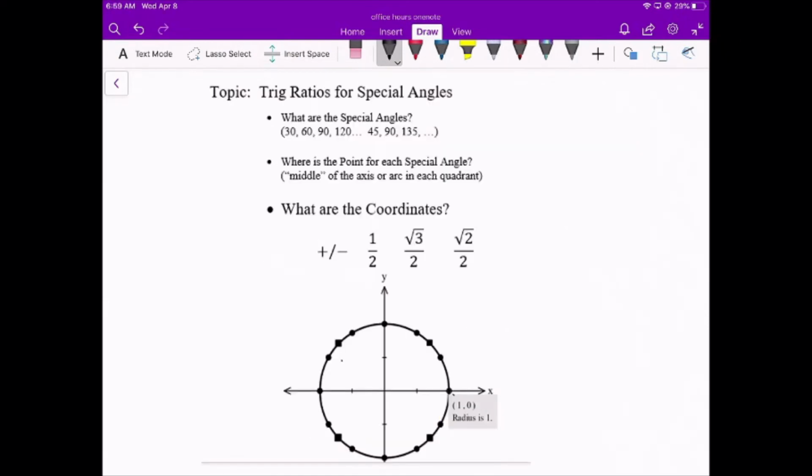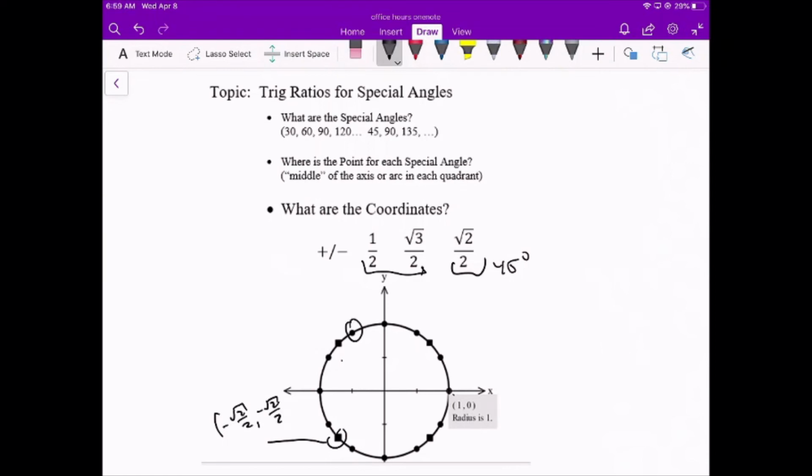To get the coordinates, we'll use symmetry. They're either going to be 1/2 and √3/2, or they're going to be √2/2 for the 45 degree types. So for example, this point right here, it's a 45 degree type. The x-coordinate is negative, and so is the y-coordinate, so it would be that.